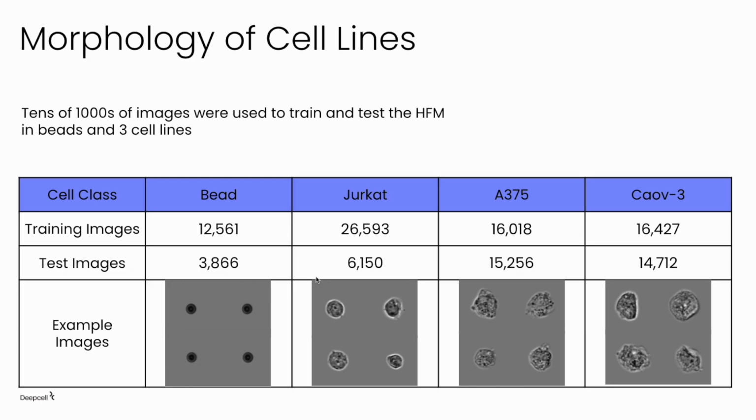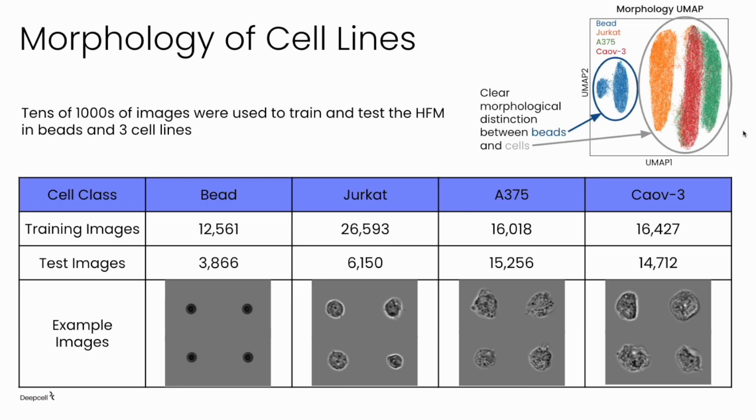Then the deep learning and morphometric features were extracted using our human foundation model, as Courtney described. The extracted features were standardized and projected into a two-dimensional UMAP basis. This morphology UMAP shows a clear separation between the polystyrene beads and cell line images. Among cell lines, while the Jurkat immune cell population is clearly distinct from the cancer cell lines, the two cancer cell lines show greater overlap, which is in agreement with our expectations.